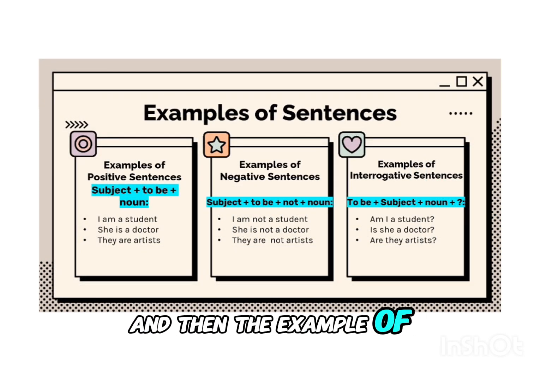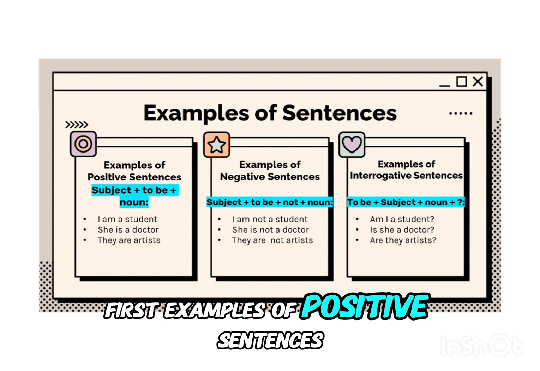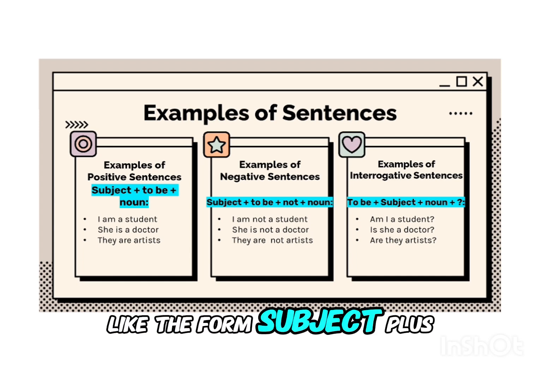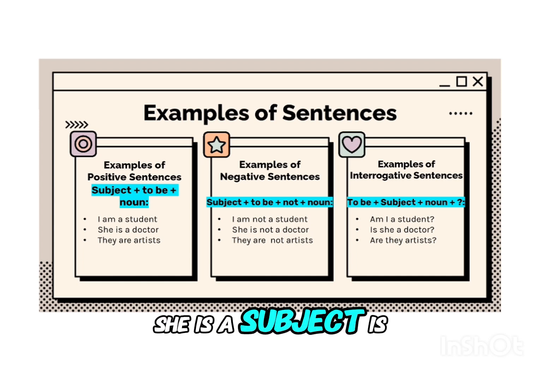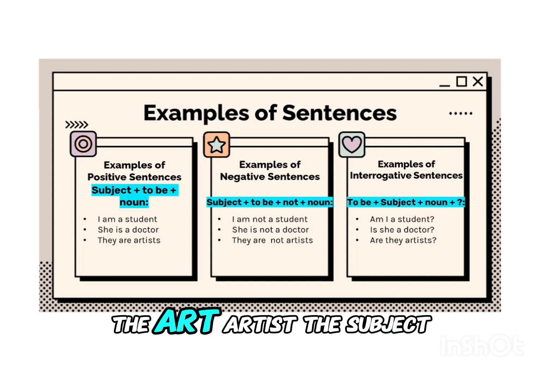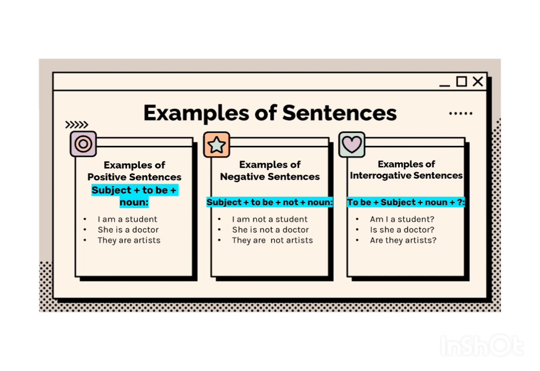And then the example sentences. First, examples of positive sentences, of the form subject plus to be plus noun. The example, I am a student. I is the subject, am is to be, a student is a noun. She is a doctor. She is the subject, is to be, a doctor, noun. They are artists. They is the subject, are to be, artists, noun.